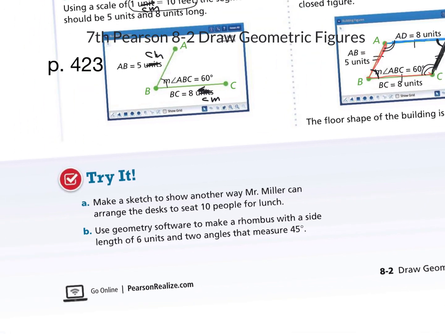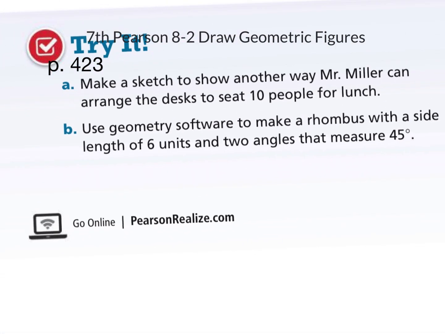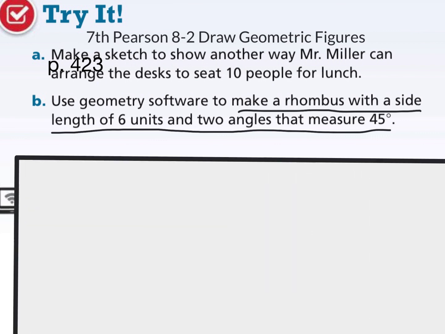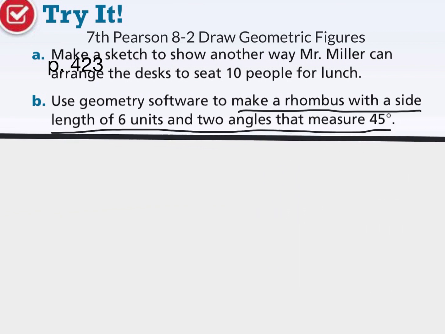So on the try it, we already talked about the try it A. If we look at try it B, again, we're not going to use geometry software, but we're going to make a rhombus with a side length of 6 units and two angles that measure 45 degrees. Okay, so for a rhombus, all the sides are the same length. So it says 6 units. If you want to use, make it 6 centimeters, you can.